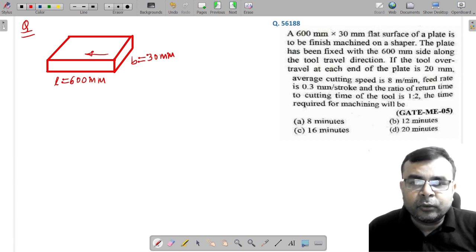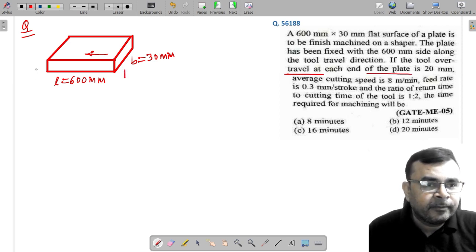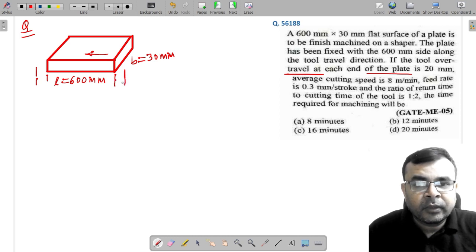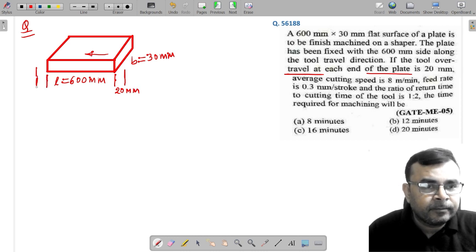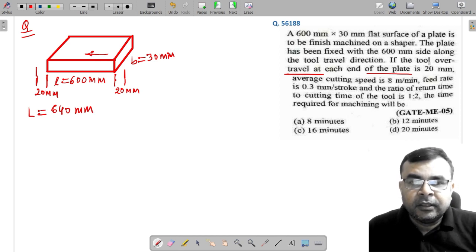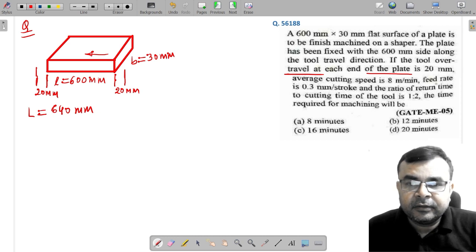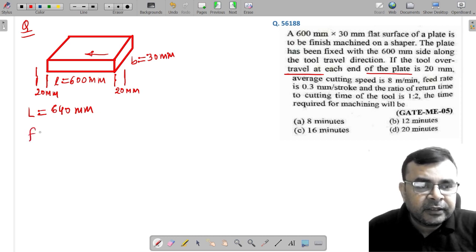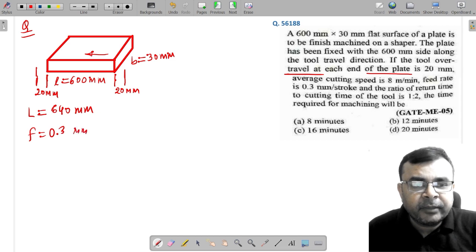If the tool over travels at each end of the plate, meaning your tool moves from here to here, so this is over approach and this is over travel, by how much? By 20 millimeters. So this is 20 millimeter extra and here we have 20 millimeter extra. So the total length traveled by the tool is 640 millimeter. Correct? And the feed rate is also given here, equal to 0.3 millimeter per stroke.